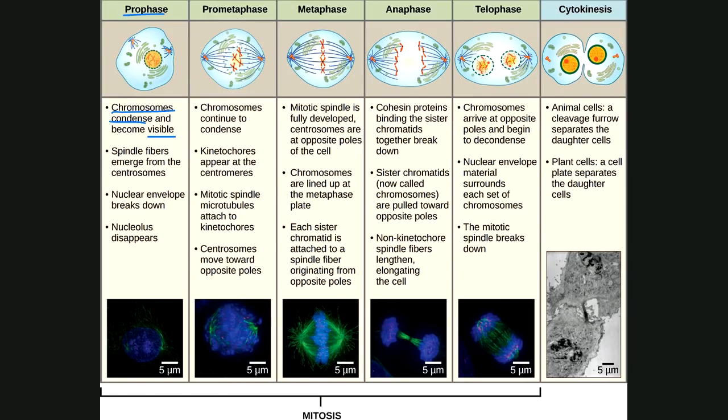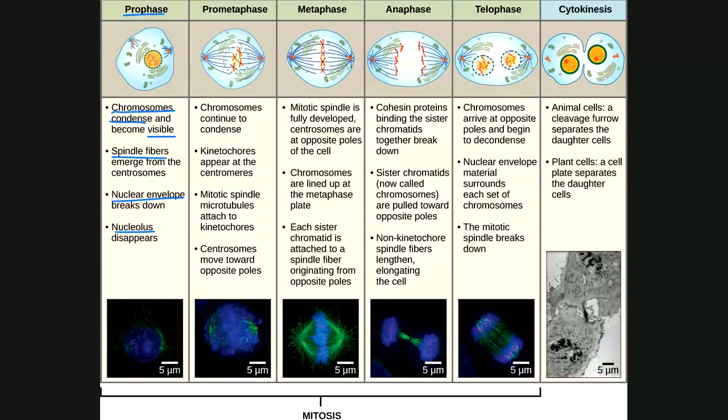What else happens? You can begin to see the spindle fiber. So the spindle is part of the cytoskeleton that's going to be used to manipulate these chromosomes during cell division. So you see the spindle forming. You also notice that the envelope around the nucleus begins to break down. Because remember, the DNA is in the nucleus, enclosed by the nuclear membrane. You also see that the nucleolus, which is the darker structure inside the nucleus where the RNA is produced, disappears.